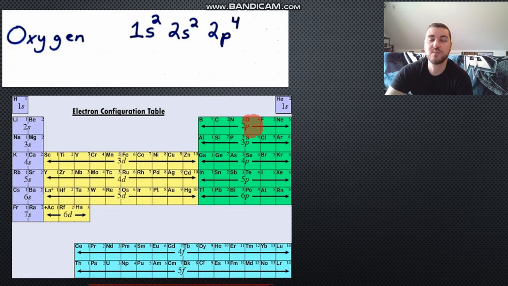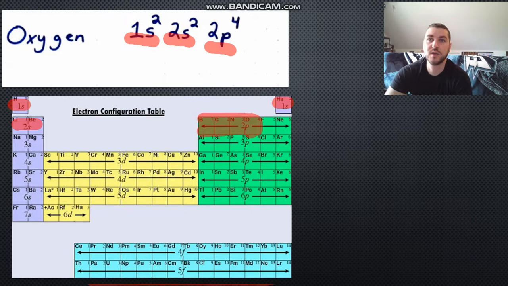I'm going to start at the top of my periodic table. This is 1s1, this is 1s2. So we write 1s2. 2s1, 2s2. We write 2s2. 1, 2, 3, 4. 2p4. This tells us the order we need to fill these sublevels.